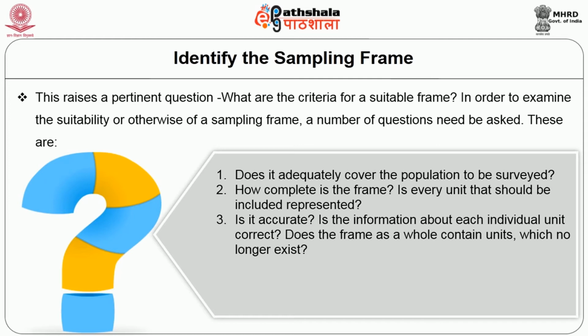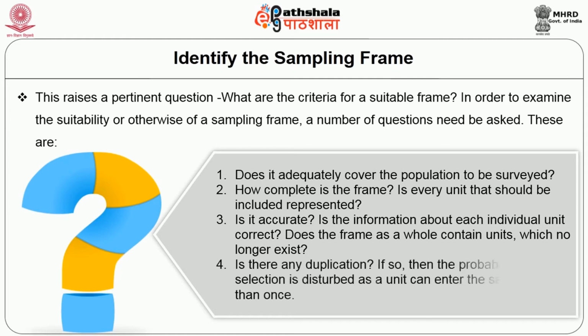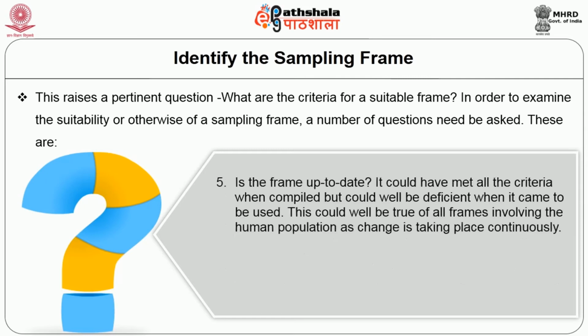Does the frame as a whole contain units which no longer exist? Is there any duplication? If so, then the probability of selection is distorted, as a unit can enter the sample more than once. Is the frame up to date? It could have met all the criteria when compiled, but may well be deficient when it came to be used. This could well be true of any frame involving the human population, as change is taking place continuously.